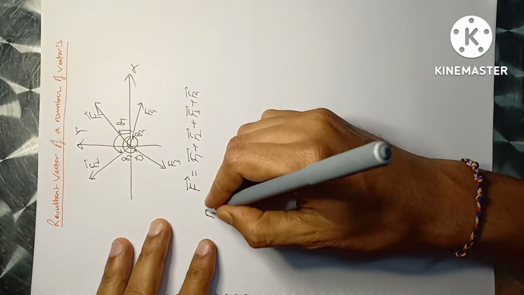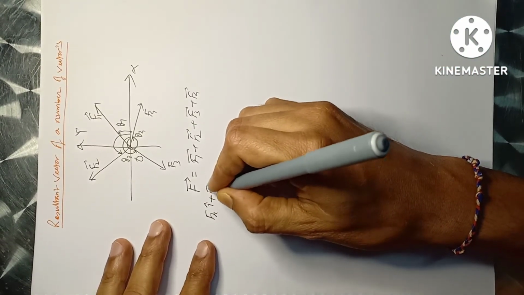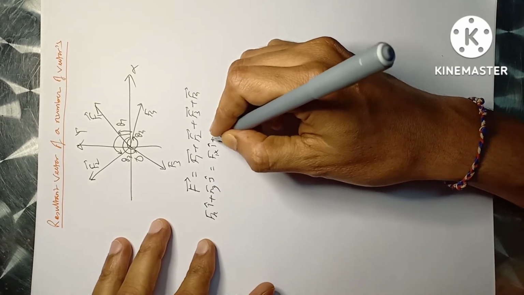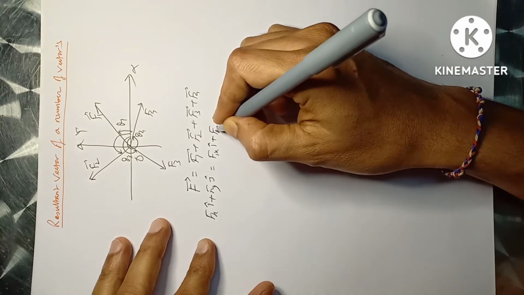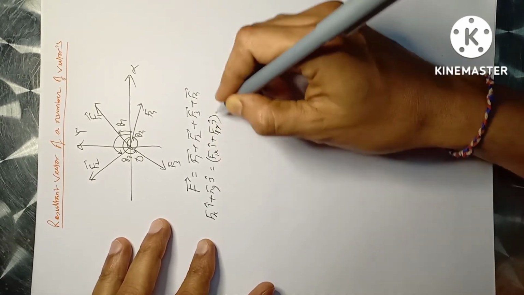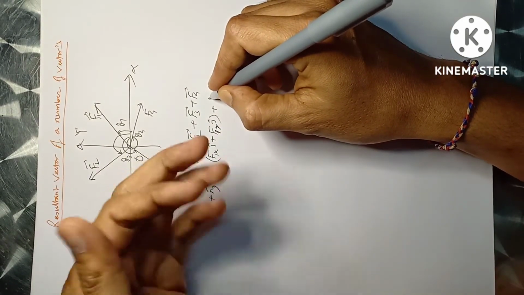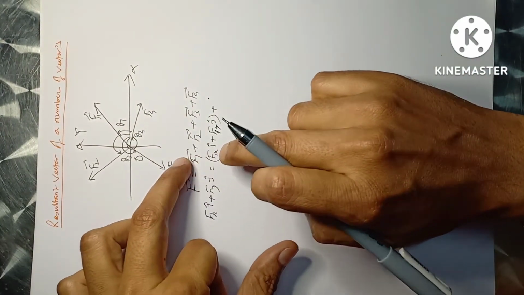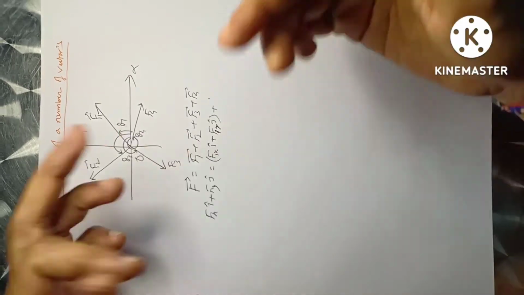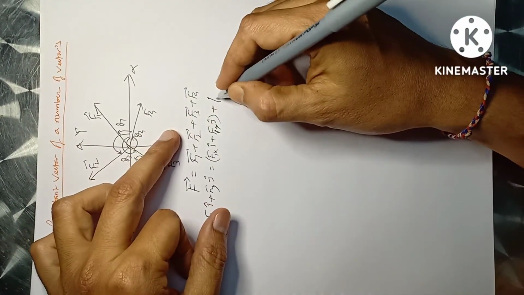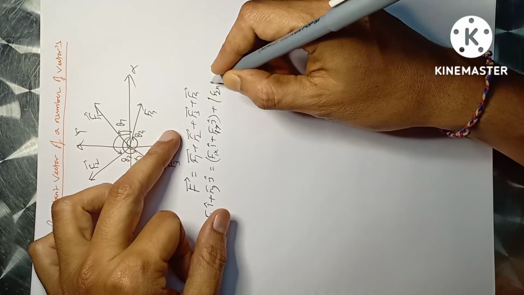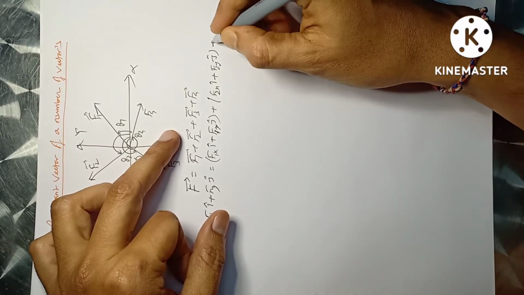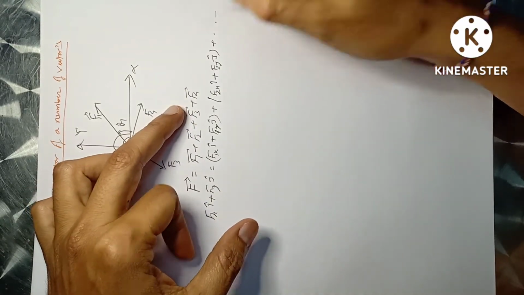Also we can write fx i cap plus fy j cap. So f1x i cap plus f1y j cap plus the f2 vector. This is the x component and y component of the f1 vector, and the x component and y component of the f2 vector: f2x i cap plus f2y j cap. Similarly f3, and in this way on.